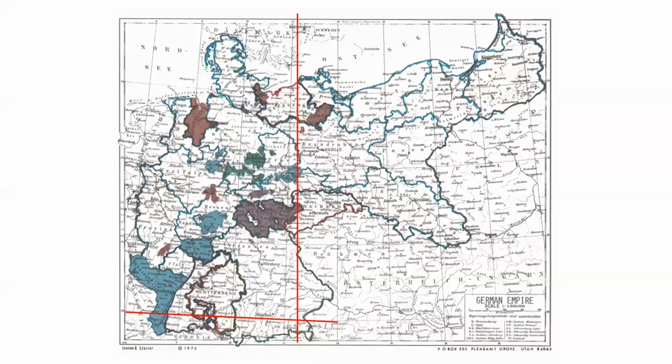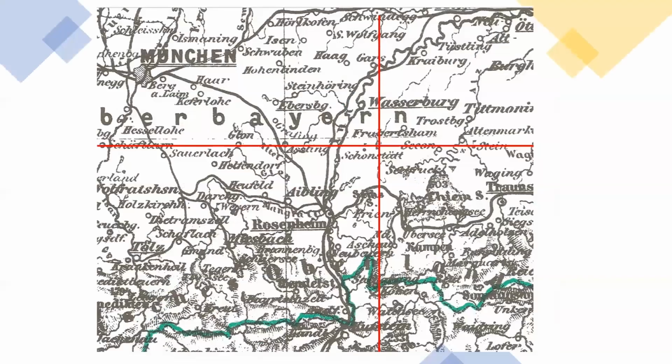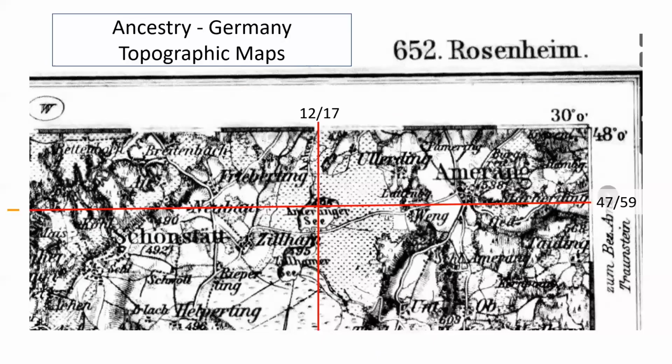Checking the latitude and longitude on the overview map of the German Empire showed that it was located in the southeast corner of the Kingdom of Bavaria. Checking the latitude and the longitude on the general map of Bavaria showed that it was located southeast of the city of Munich. Checking the latitude and longitude on Ancestry's Germany topographic maps shows the Amaranger See on the map, and the towns of Schoenstatt and Amerang were close to this lake.